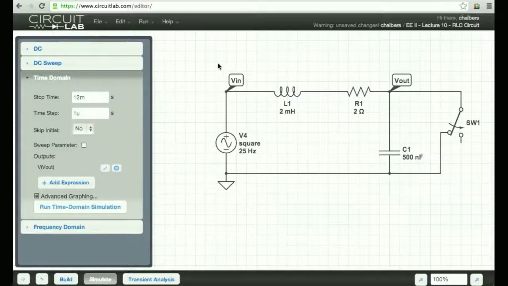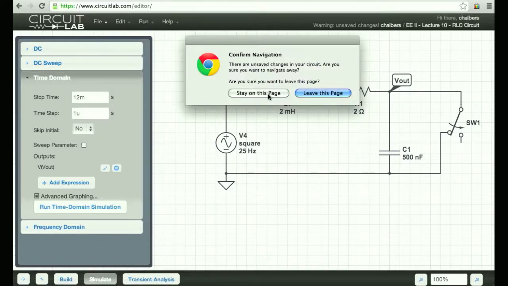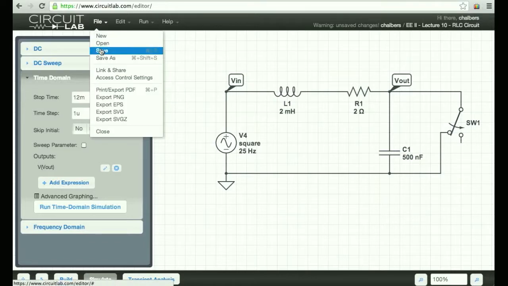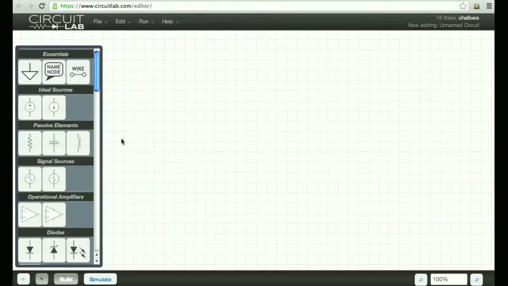Okay, so here's what we're going to do. Let me go back to my list of circuits and pull up the... remember this guy? Remember we drew that on the board, and that was our first order system, and we learned about time constants. Have we already forgotten all that? No, it was cool, right? We learned about it.